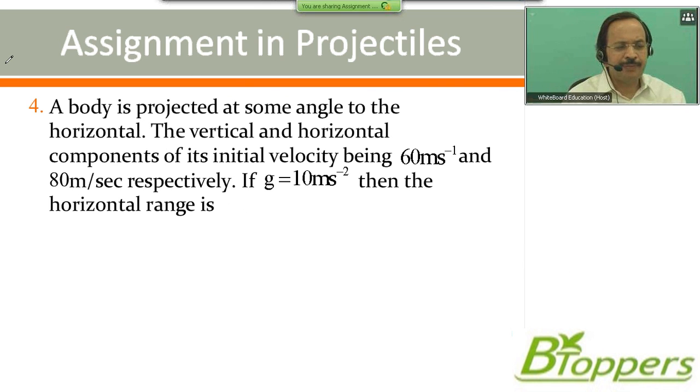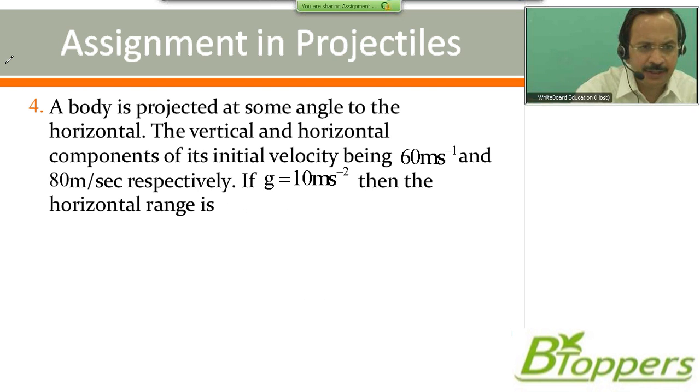See question number 4. A body is projected at some angle to the horizontal. The vertical and horizontal components of its initial velocity are 60 meter per second and 80 meter per second respectively. g equals 10 meter per second square. Then the horizontal range is.